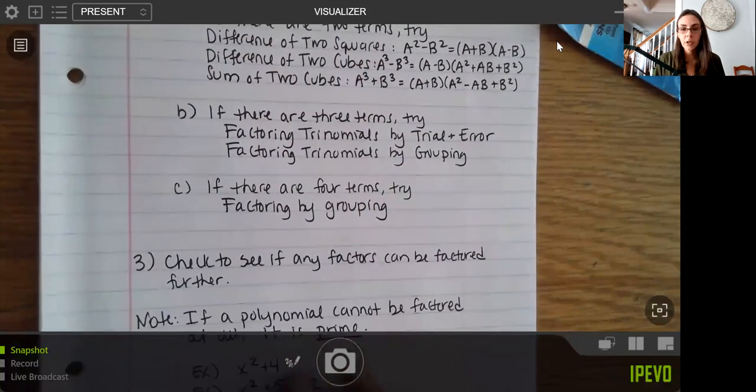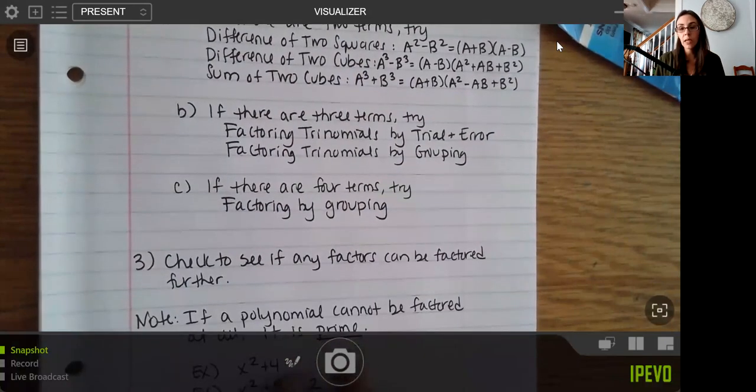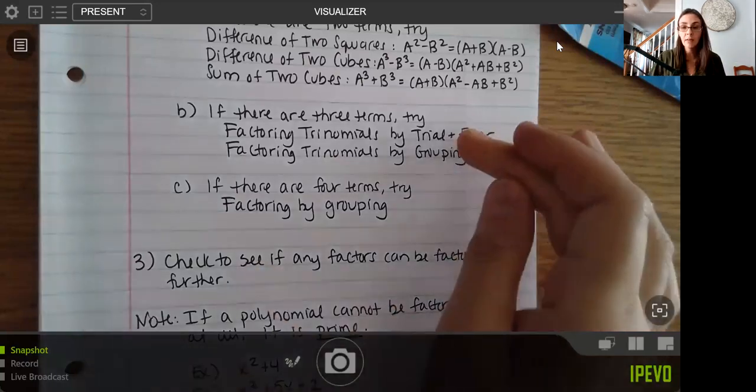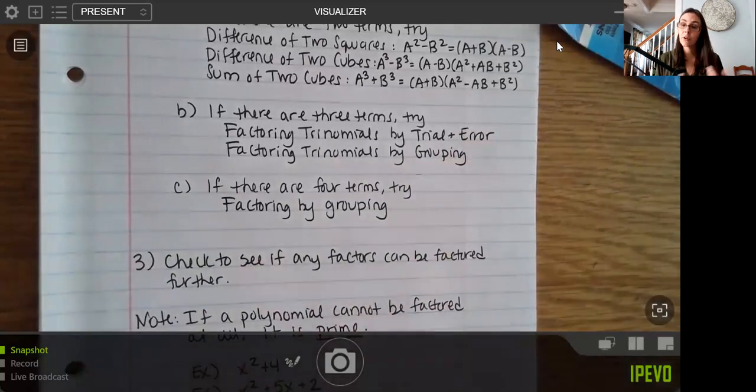If there are 3 terms, then what you can do is either try factoring trinomials by trial and error or factoring trinomials by grouping. For me, it really doesn't matter what technique you use as long as you know how to factor. So unless a problem specifies what technique you should be using, then it's totally up to you. And you can use either one that you like, or you can even switch back and forth between the 2.